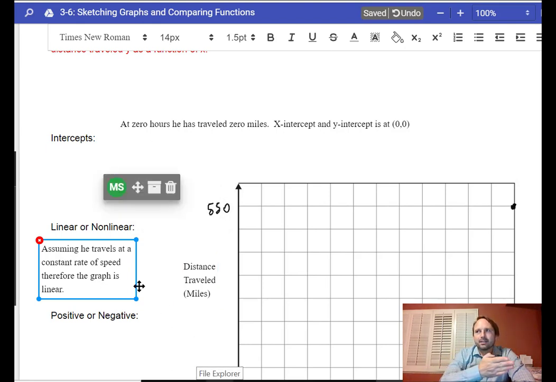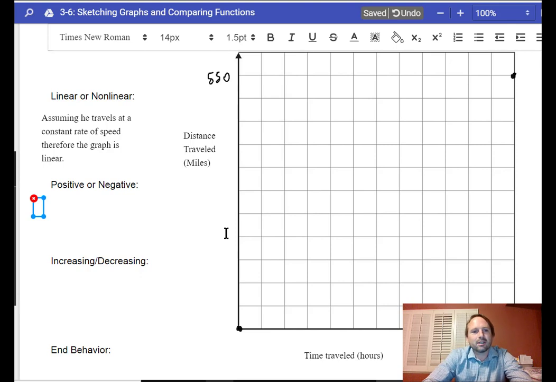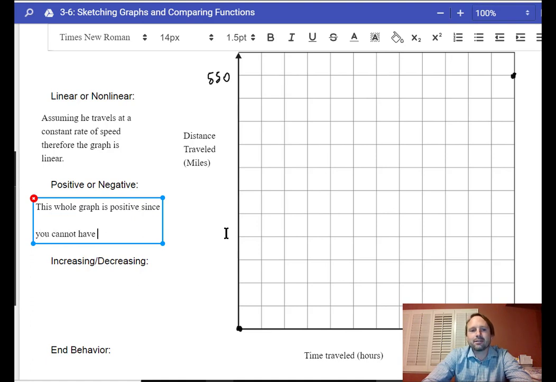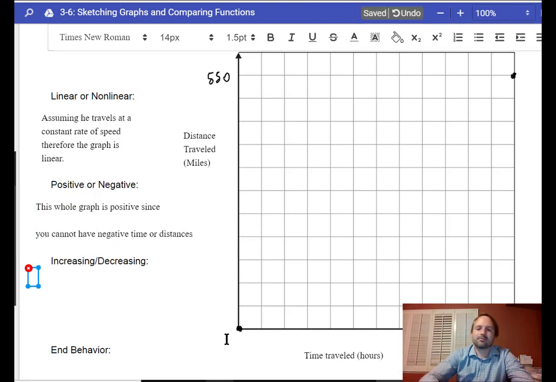Now, as he increases his time, he will increase his distance traveled. So this is going to be a positive. So as the x value increases, well, that's the next one. But this whole graph is positive since you cannot have negative time or distances. There you go. Now we're getting into the increasing and decreasing.